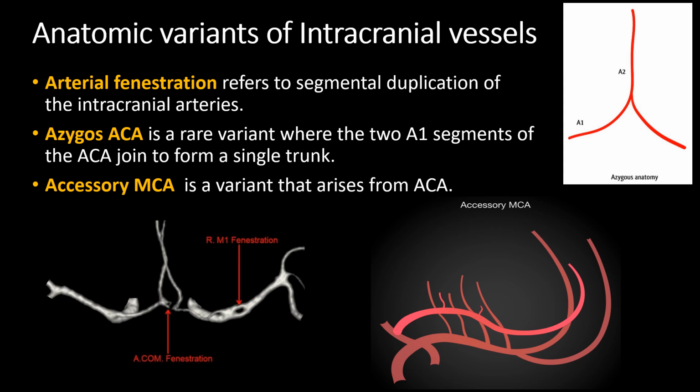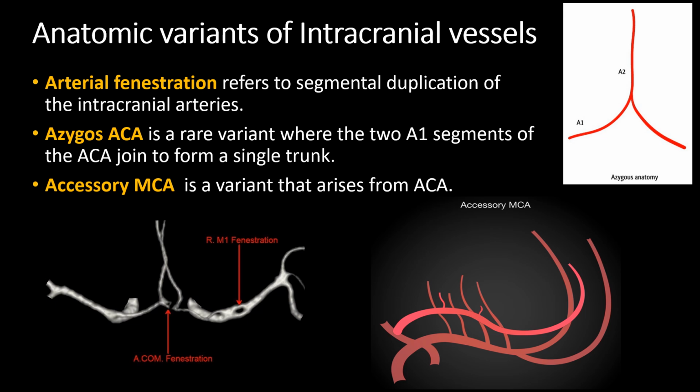Here are a few anatomic variants of intracranial vessels. It is important to know them so that we don't report them as abnormal communications. These include arterial fenestration, which refers to segmental duplication of the intracranial vessels in this way. Then the azygous anterior cerebral artery, which is a rare variant where the two A1 segments of the ACA join to form a single trunk.